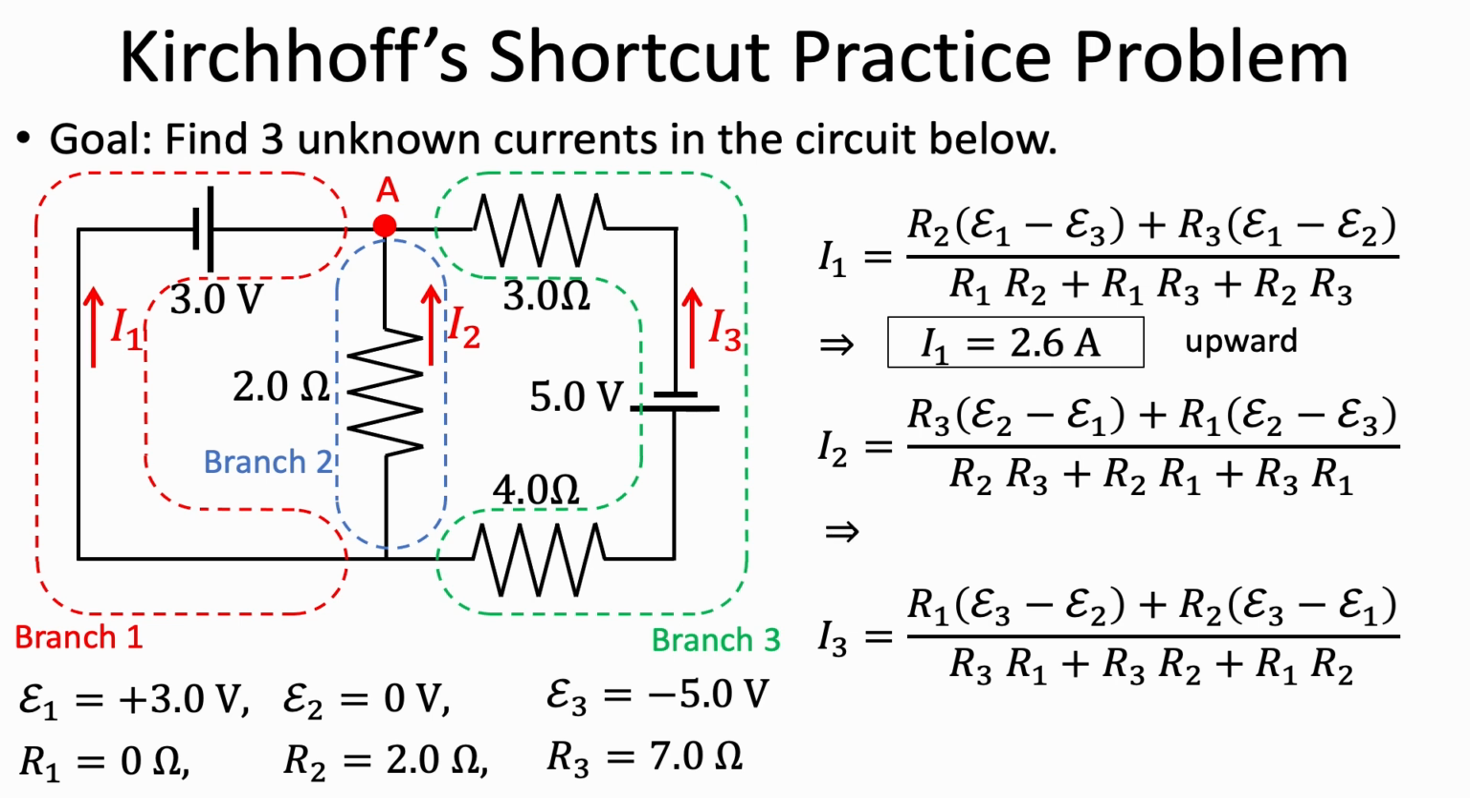Using the second equation, I find that I2 is equal to negative 1.5 amperes. Since it is negative, it flows downward or away from junction A.